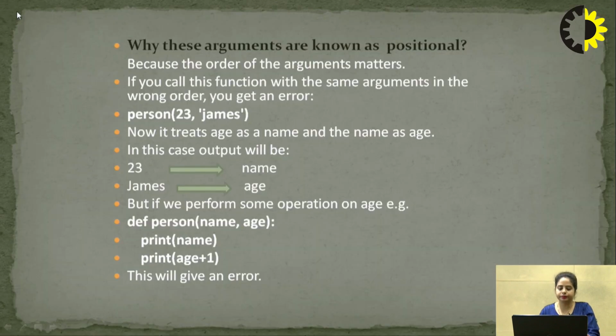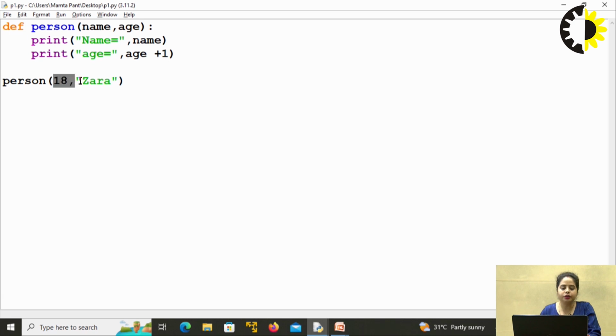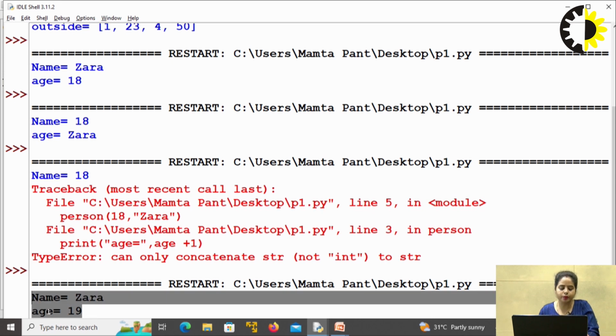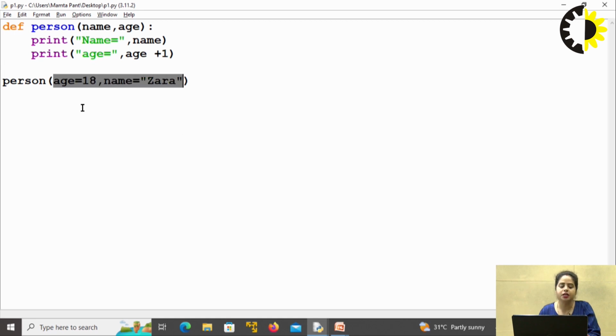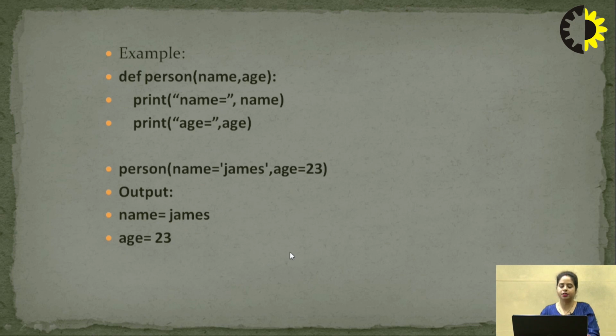So in such kind of problem, keyword arguments come into the picture. In keyword arguments, we assign a label to the value so that it goes to the correct argument. For example, I will send age equals 18, comma, name equals Zara. Now, the age label searches for the age keyword in the arguments and the name label searches for the name keyword in the arguments. Now let's run the code. I will get the correct value in the correct argument even if I am not sending them in the correct position. Why? Just because of keyword arguments. A keyword argument in Python means that the argument has a label, and according to the label we send the value. This is the example we already implemented.